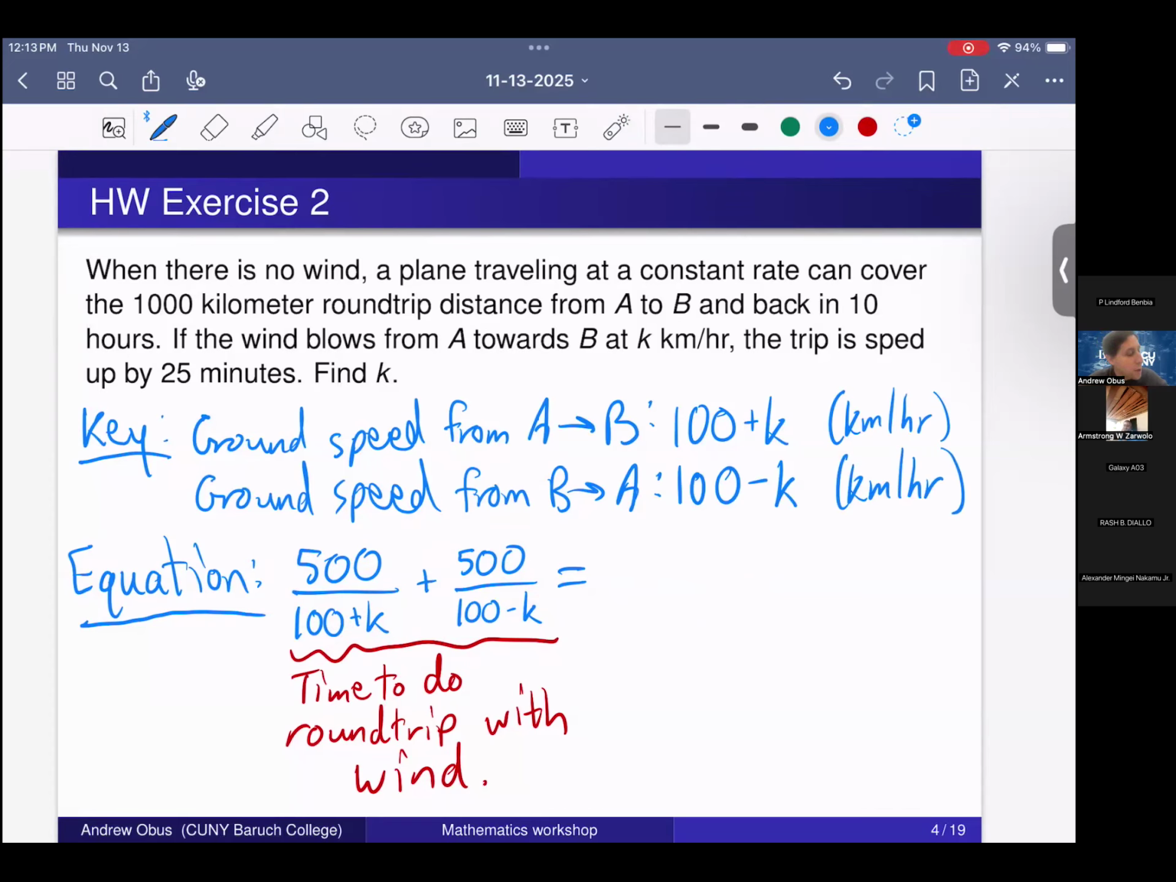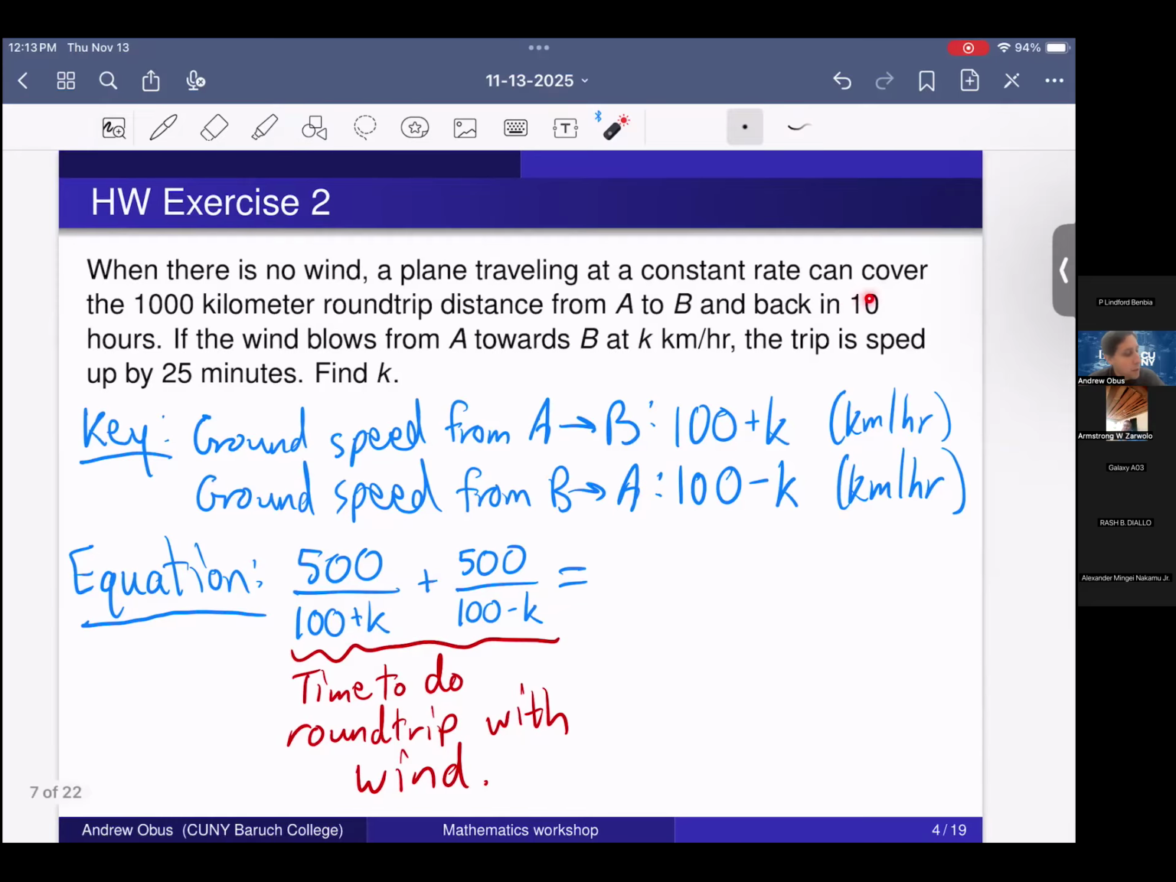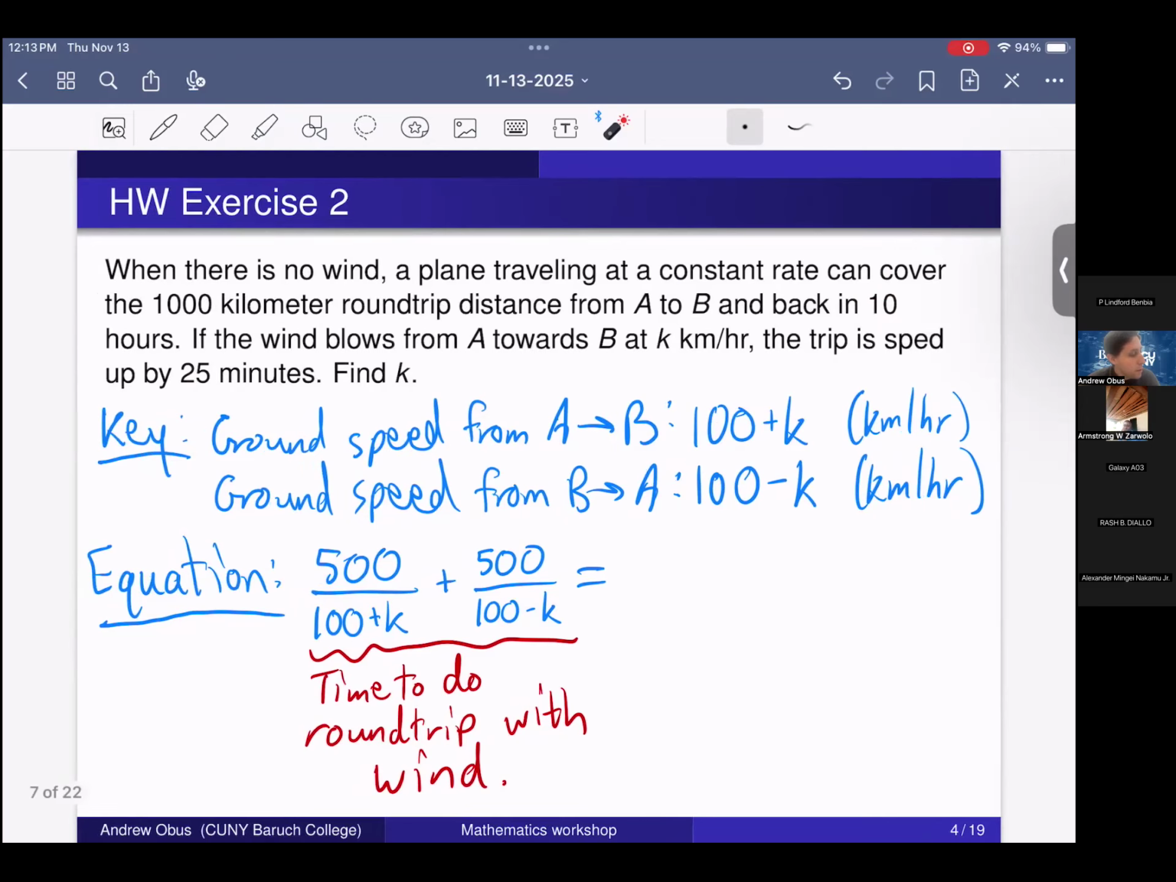So the time to do the round trip with the wind, what do we know about it? Well, we know that it's 25 minutes faster than the time to do the round trip without the wind. Okay, so the time to do the round trip without the wind is 10 hours. So the time to do the round trip with the wind should be 10 hours minus, and now you have to be a little careful. Our units are hours, right?